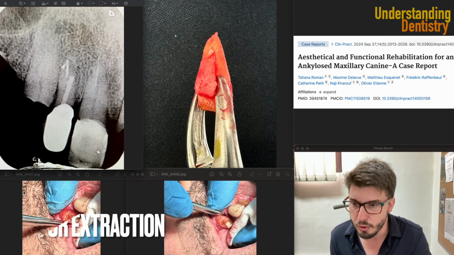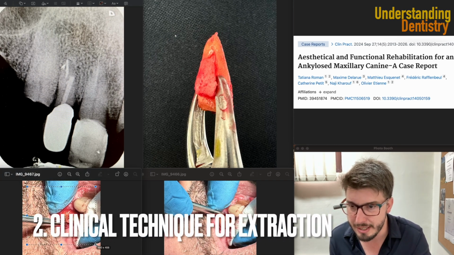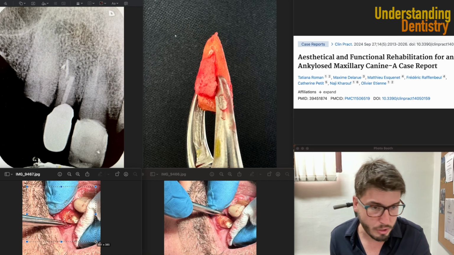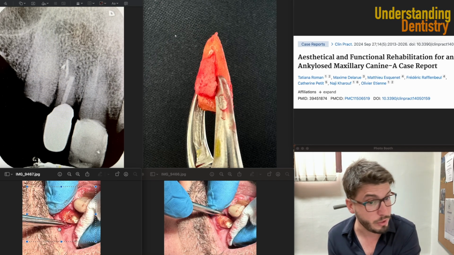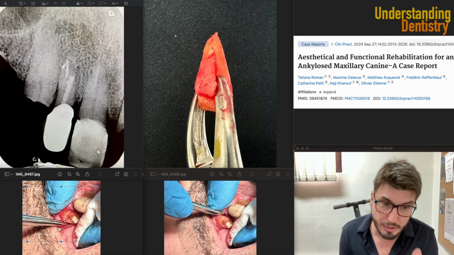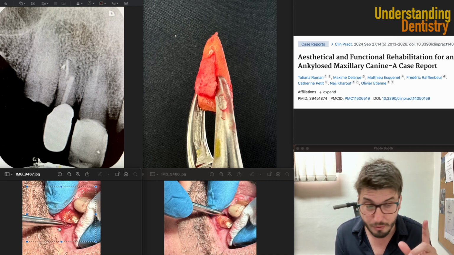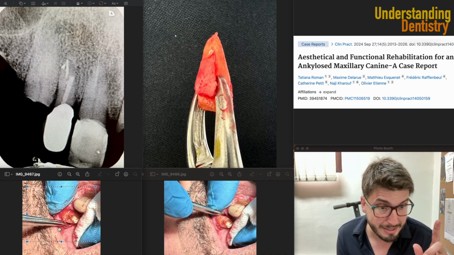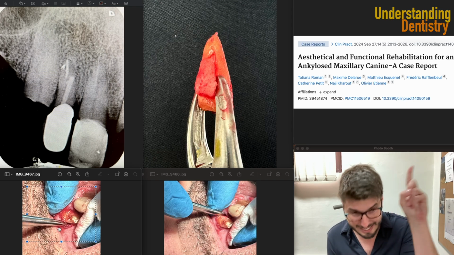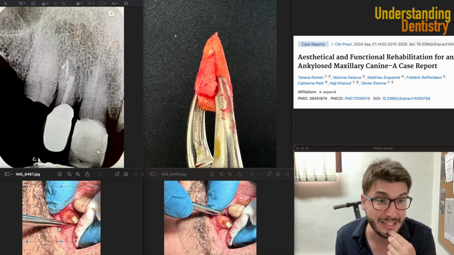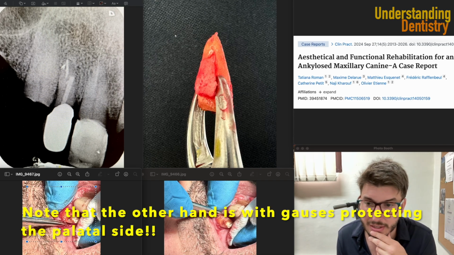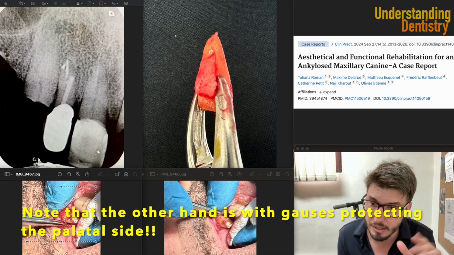And then what we need to do now, let's go to this picture here. As usual, we need to use our luxators first, and then the elevators on the space that we opened with the luxators. Index finger. If you don't remember how to hold the instruments, forceps and elevator, I will add the link of basic knowledge of extraction regarding these instruments on the top right corner of this screen. It will show up at some point in this video.